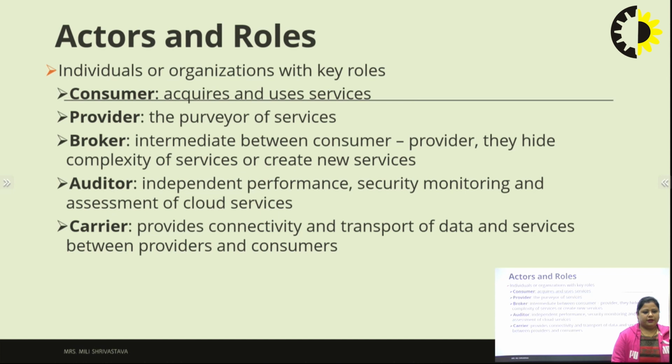Next is auditor. Independent performance, security, monitoring and assessment of cloud services. Next is carrier. Carrier provides connectivity and transport of data and services between providers and consumers. They behave as a transport, as a connectivity between consumer and provider.